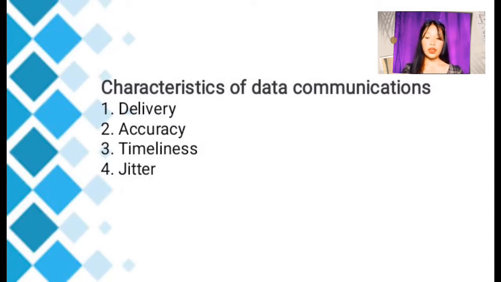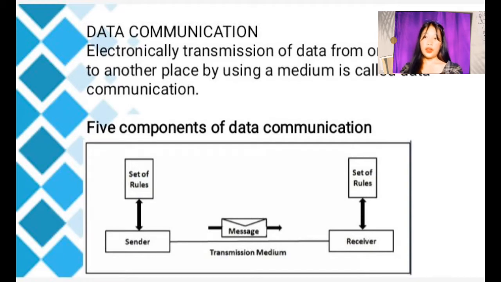Number 4, jitter. Jitter is the variation in the packet arrival time. And even jitter may affect the timeliness of data being transmitted. Jitter is slight irregular movement, variation, or unsteadiness, especially in an electrical signal or electronic devices. Data communication is the electronic transmission of data from one place to another by using a medium.